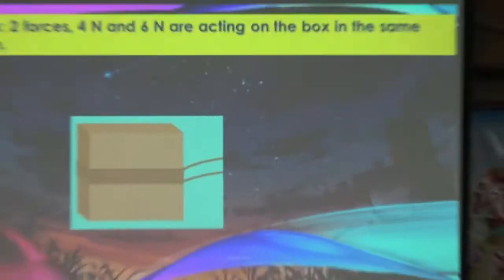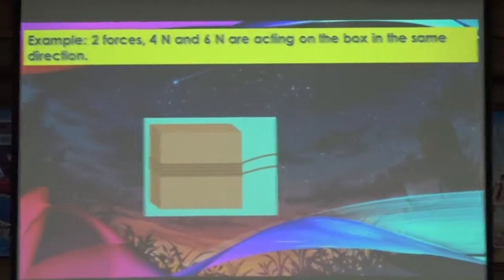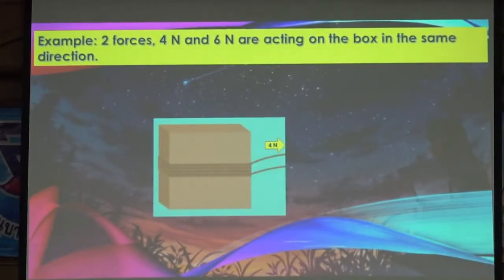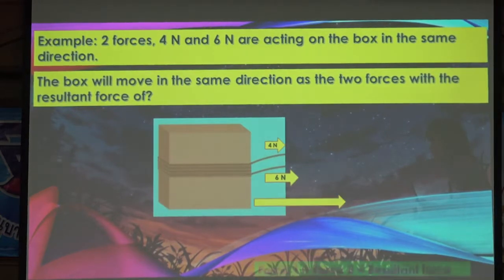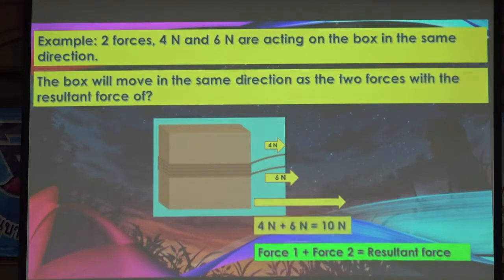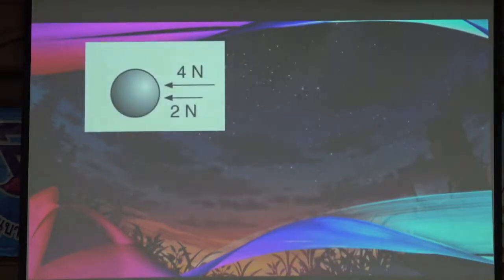For example, there's a box. Example 2, 2 forces, 4 newtons and 6 newtons, are acting on the box in the same direction, to the right. The box will move in the same direction as the 2 forces with the resultant force of, what do we do? Add. So it's 4 plus 6 equals 10, going to the right.